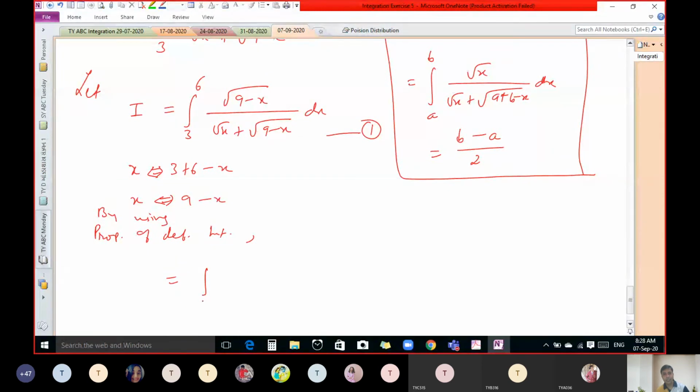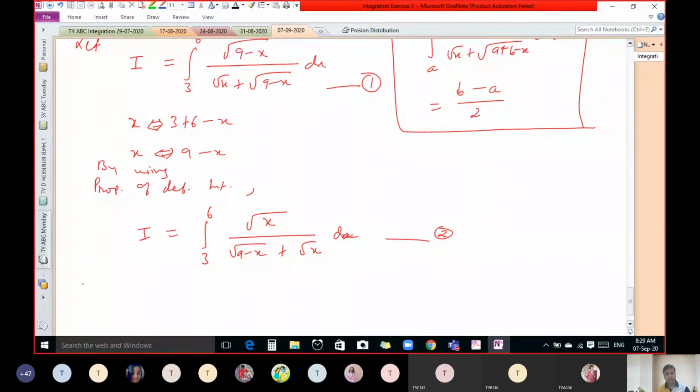So integration 3 to 6, in place of 9 minus x we write x, and in place of x we write 9 minus x, dx. And obviously the answer of this is also the same, because we know that the answers of both are the same according to the property. So let us say this is equation 2. Now add equation 1 and 2.